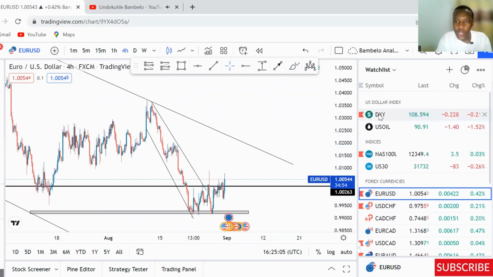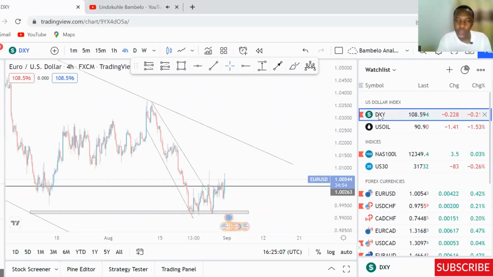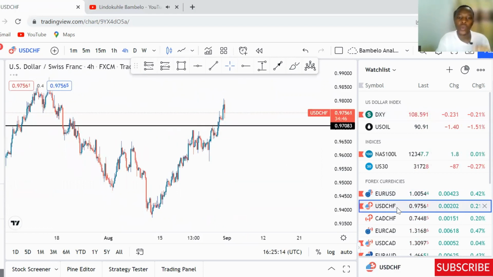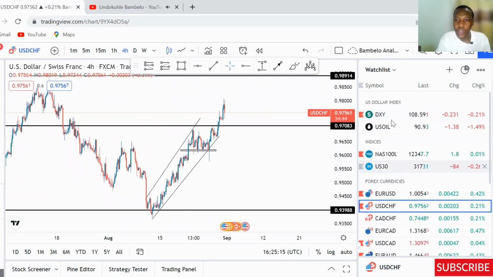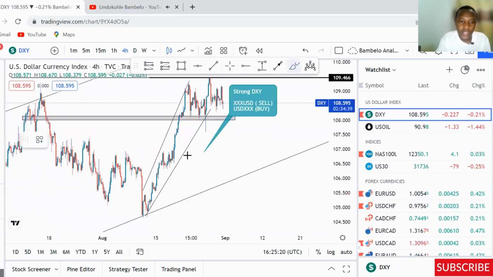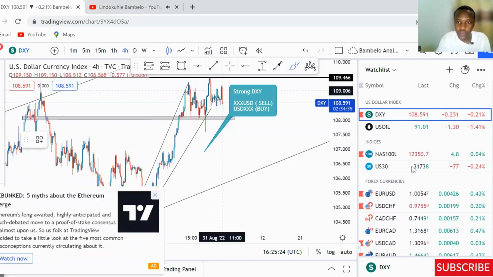So if the DXY is strong, remember we said a strong DXY means that the currencies that have the US dollar as the base currency, like your USDCHF, the Swiss franc, will also buy. So if we look at this movement since the 12th of August until now, on the 31st of August.